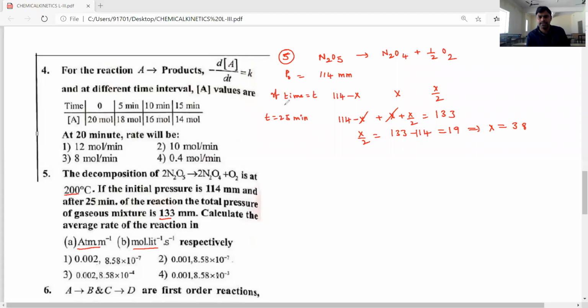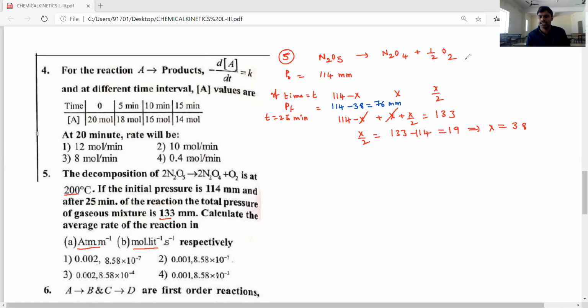Then the final pressure of N2O5 is equal to 114 minus x. 114 minus 38 is equal to 76 mm. Okay, that is the initial pressure and final pressure we know.